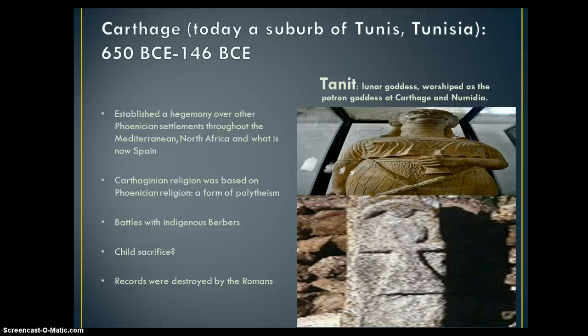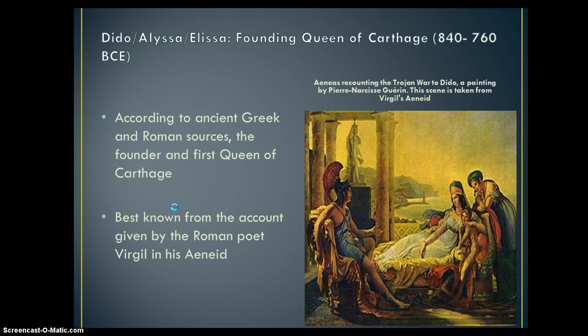They were accused of child sacrifice. Some argue that was propaganda against them, and I have not made a conclusion about this, but they were accused of child sacrifice. Records of their civilization were destroyed by the Romans, so it's going to be a debate, I suppose. One of the goddesses was Tanit, a lunar goddess, worshipped as the patron goddess at Carthage and in Numidia. That's a little bit on the culture they're fighting.